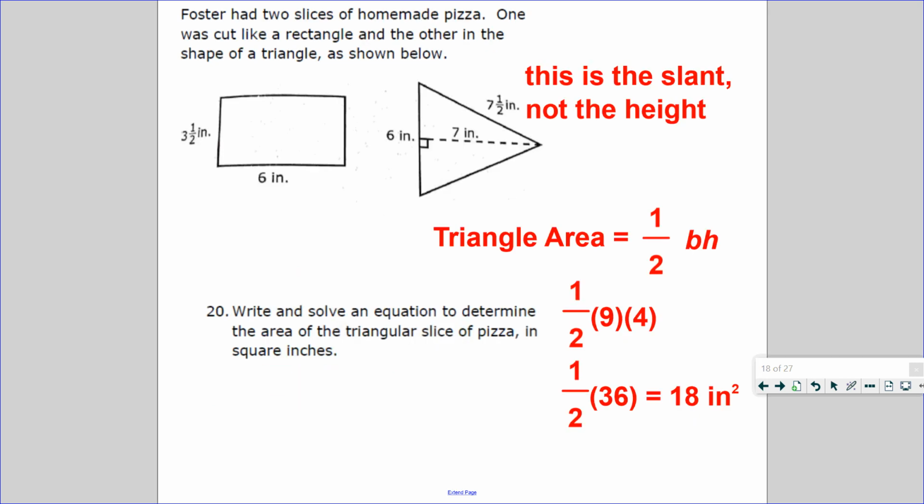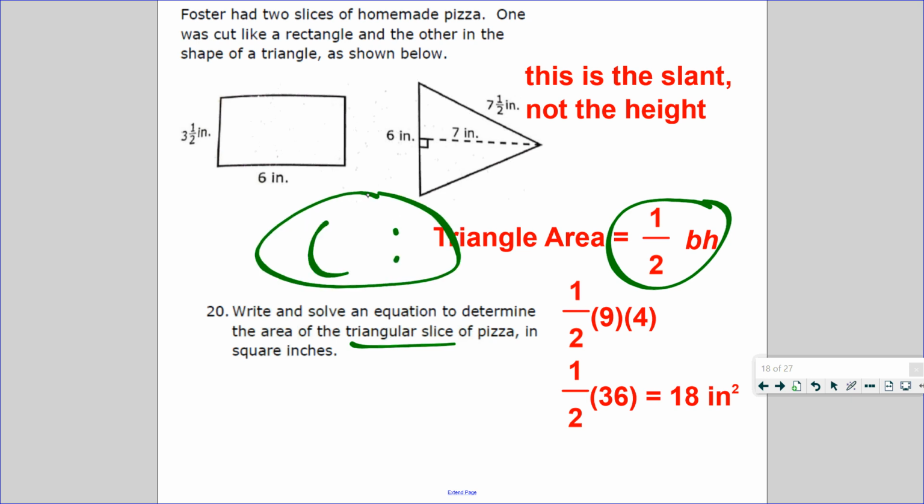And solve to determine the area of the triangle. So the area of the triangle is half of base times height. If you turn this sideways, turn your head sideways, so you're looking this way, you'll notice that this is the slant, junk number. So what is the base? 6.